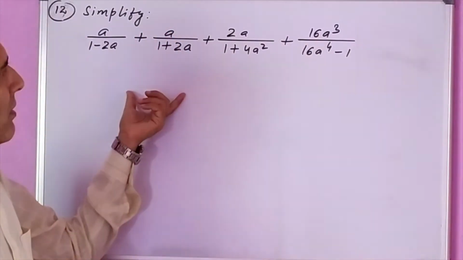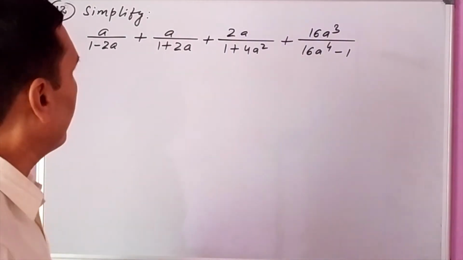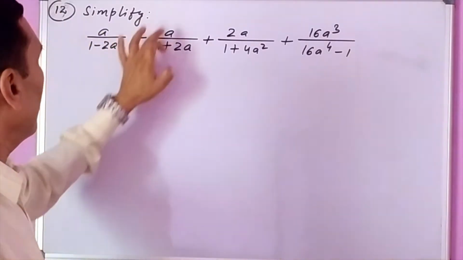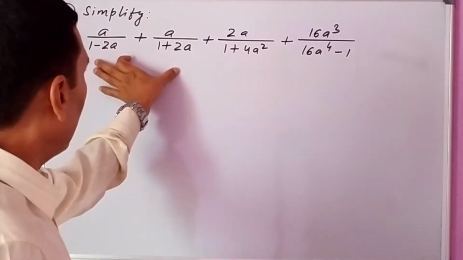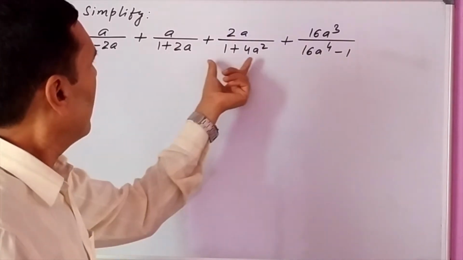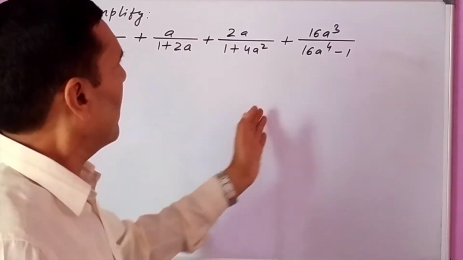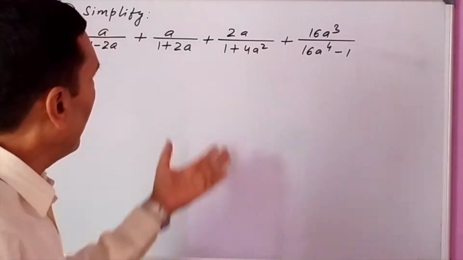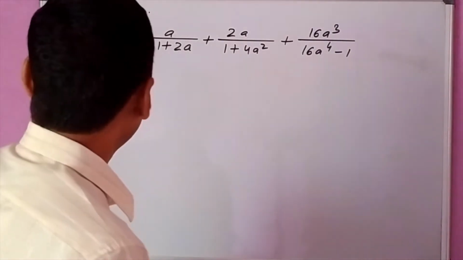So for this question also, we start taking the LCM from the first two terms. That means first we take a upon 1 minus 2a plus a upon 1 plus 2a. We take the LCM from these two terms and simplify it, and what we get is combined with the third term and we take the LCM a second time, and again what we get we combine with the fourth term. By taking the LCM in 3 steps, this question can be simplified in an easy way. So let's start.